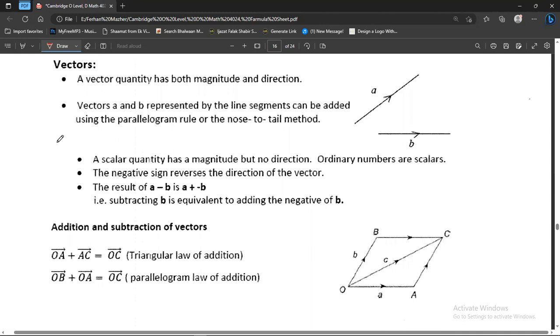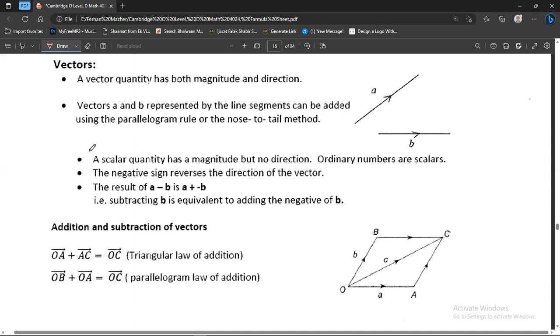A vector quantity has both magnitude and direction. Vectors A and B represented by line segments can be added using the parallelogram rule or the nose to tail method. A scalar quantity has a magnitude but no direction. Ordinary numbers are scalars. The negative sign reverses the direction of the vector. The result of A minus B is A plus minus B. That is, subtracting B is equivalent to adding the negative of B.